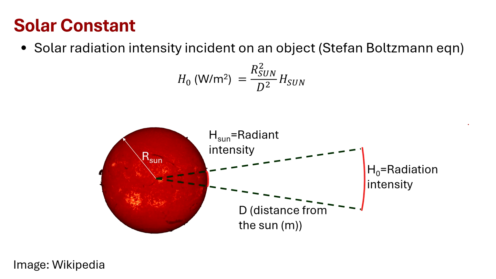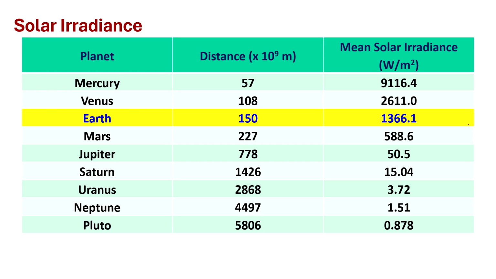So this is H naught in watt per meter square, equal to H sun, whatever is emitted from the sun, multiplied by R sun square divided by D square, and this value turns out to be approximately 1366 to be precise, but roughly it is written as 1.35 kilowatts per meter square. For the sake of preciseness you can say it is 1366 watt per meter square, that is the mean solar irradiance, and you can see that it varies from planet to planet.